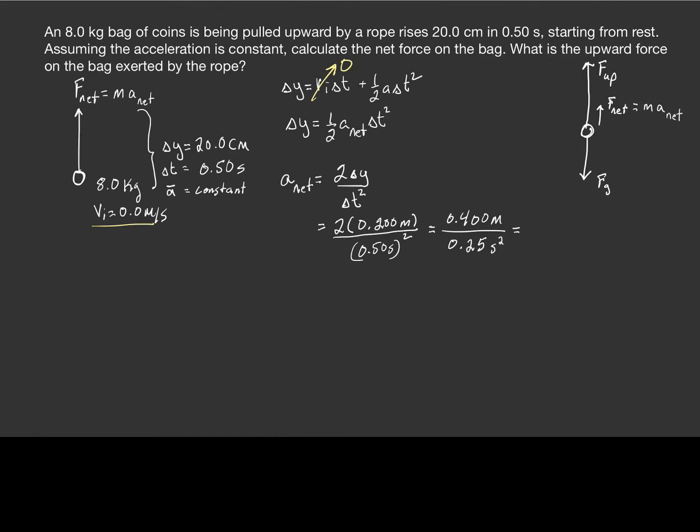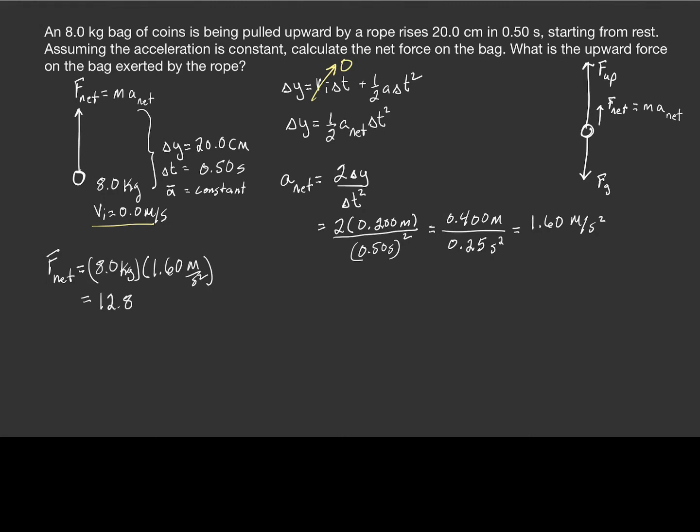All right, so 0.4 divided by 0.25 gives us 1.6. So we're going to write out 1.60 meters per second squared. That's our net acceleration. So we can figure out from that what our net force is going up. The net force is the mass times the net acceleration, the mass being 8 kilograms, times our 1.60 meters per second squared net acceleration. That's going to give us 8 times 1.6, 12.8.